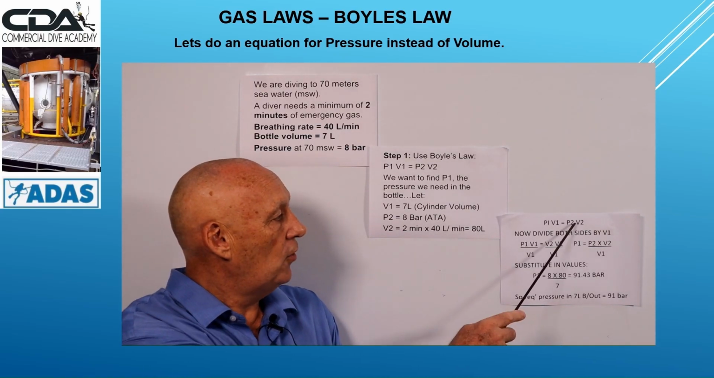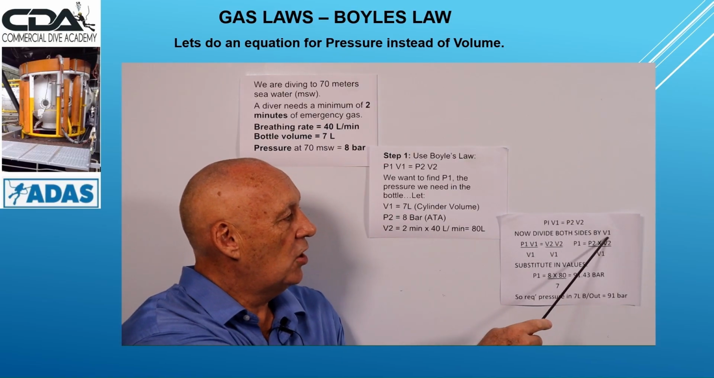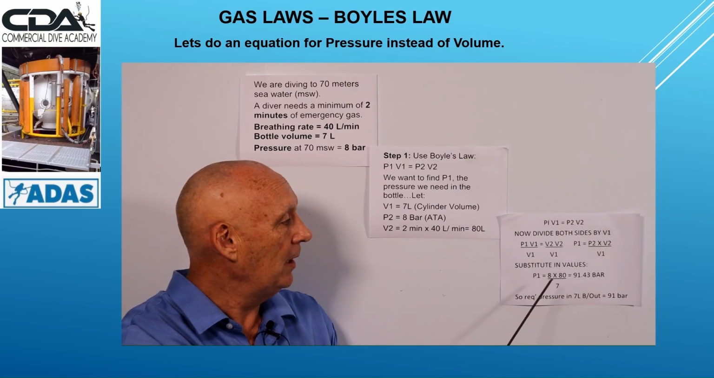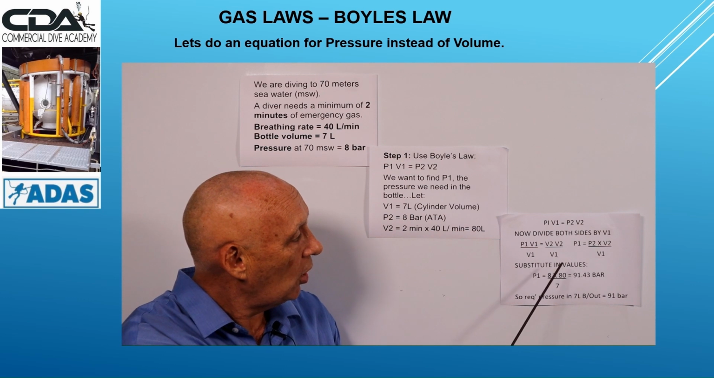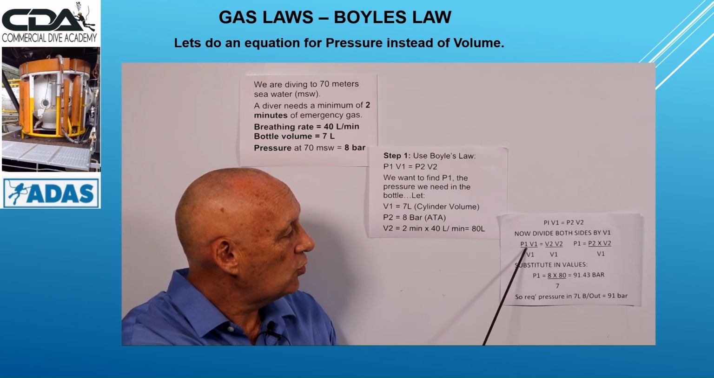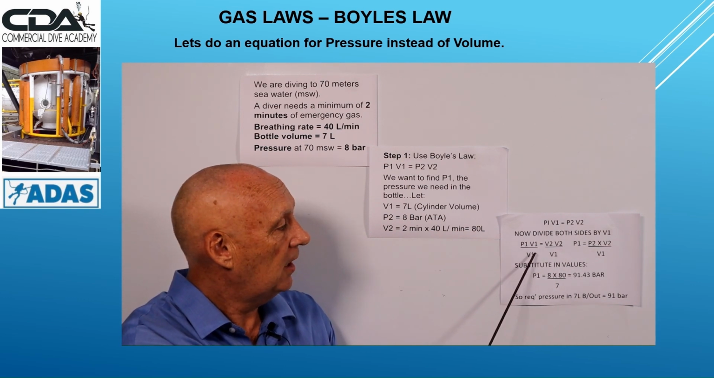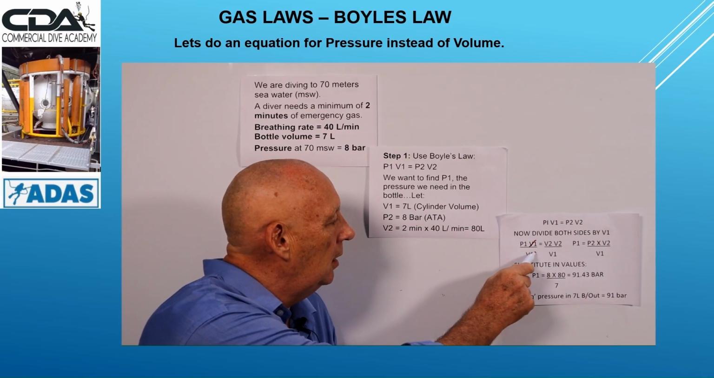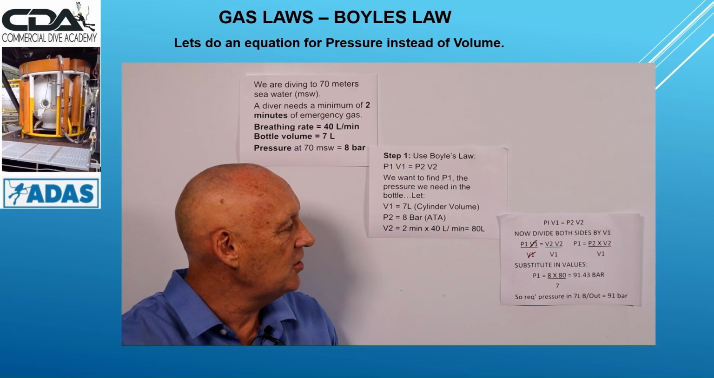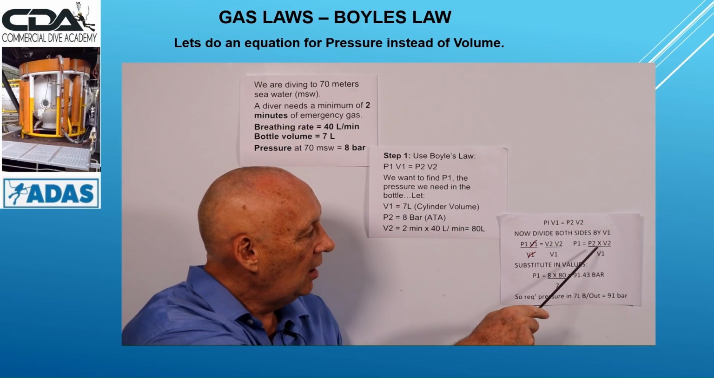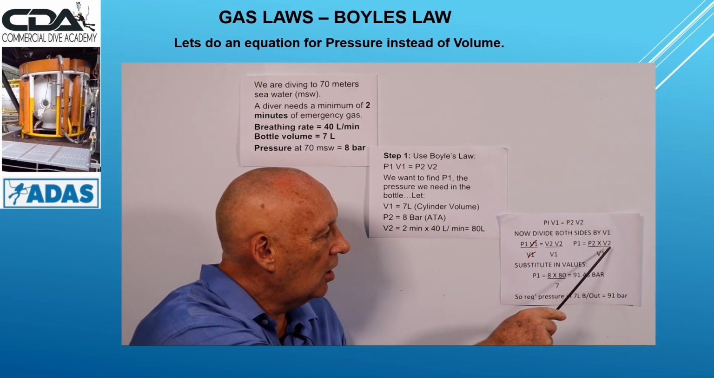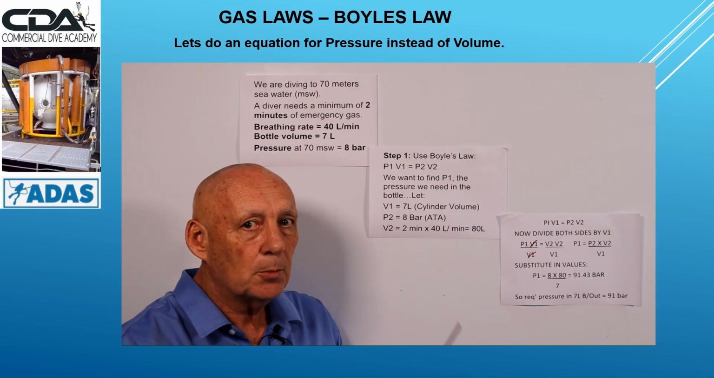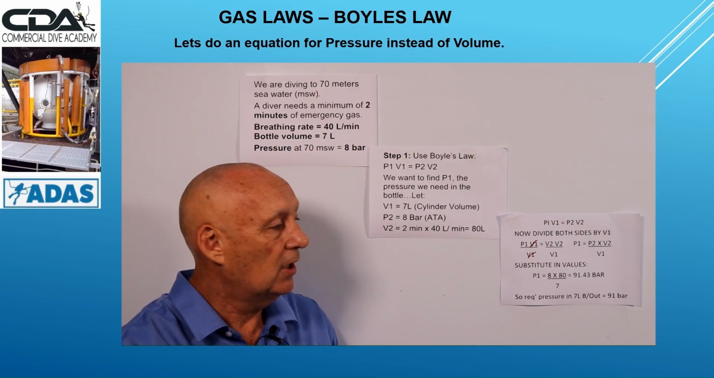Okay, there's our formula. We need to divide both sides by V1 to simplify the formula to get something on its own on one side, which will be P1, initial pressure. The V1s cancel each other out, and we end up with P1 equals P2 times V2 over V1. You're going to have to practice this if you're not very good at algebra.